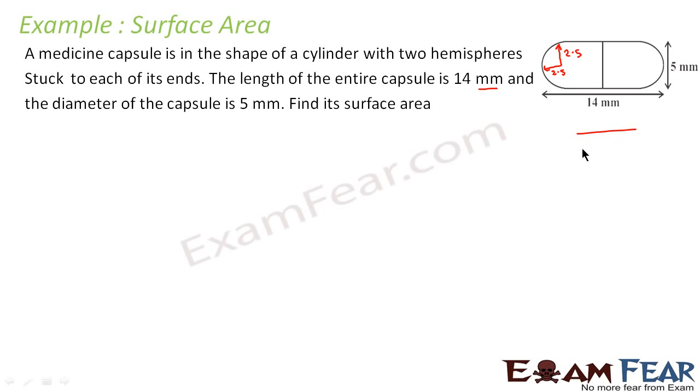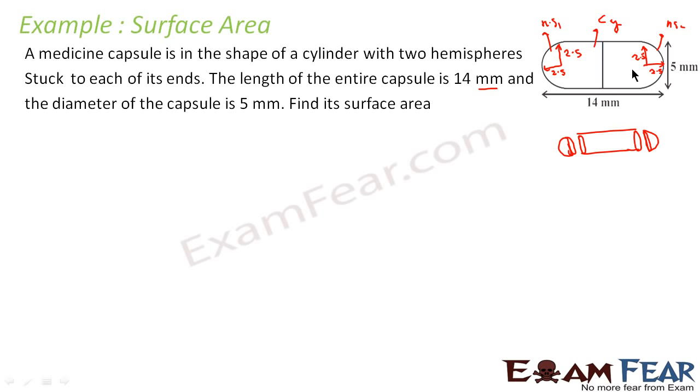Because if you break this, it is nothing but one cylinder, one hemisphere and one hemisphere. This is how the figure is. The radius of this hemisphere I am talking about is HS1, this is the cylinder, and this is HS2. Here also the same thing will happen. Take the center, this becomes 2.5 and this becomes 2.5, because the diameter is 5, so the radius will be 2.5.